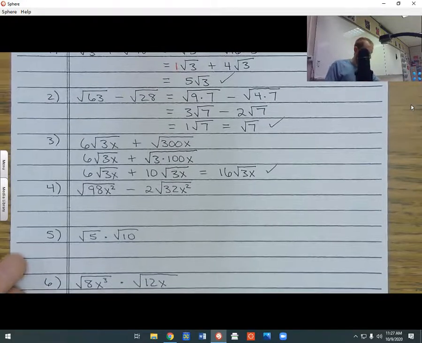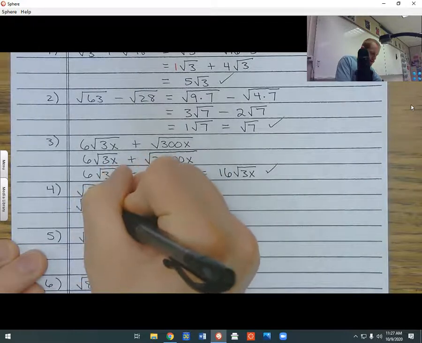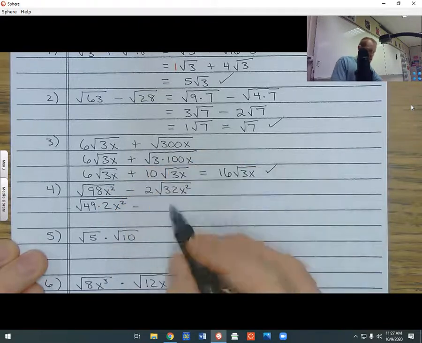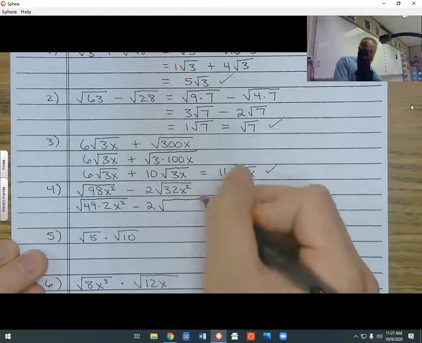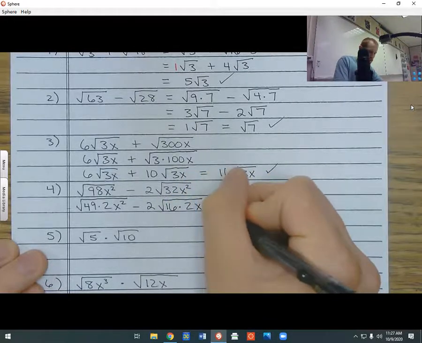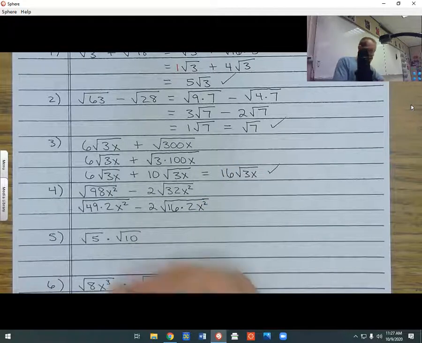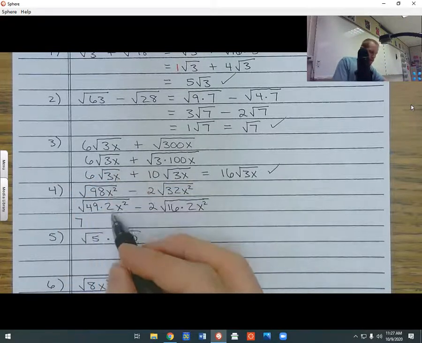The 98, we can break that up into, what? 49 times 2? Let's try that. 49 times 2. And then the x squared is still there. Over here I have a 2 on the outside. And I can break up the 32 into 16 times 2. I'm pretty sure of that. Okay, so let's see what comes out. The 49 can come out as a 7, right? And the 2 has to stay on the inside.